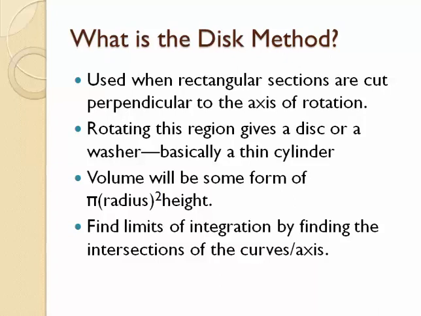When you visualize this rotating, you're going to find a thin cylinder. We're going to then find the volume of that cylinder. And if you think back to geometry, the volume of a cylinder is pi times radius squared times height. And the actual equation is what's going to give you your radius. Then what we're going to do is integrate that. We're summing up lots and lots of little cylinders. And the limits of integration are going to be the intersections of where we start and where we end. So basically the region we're rotating around.